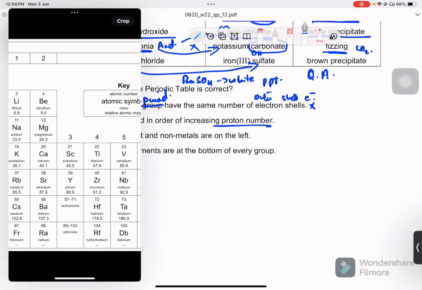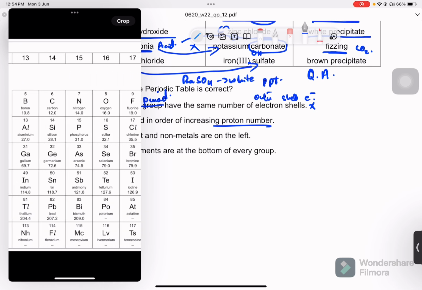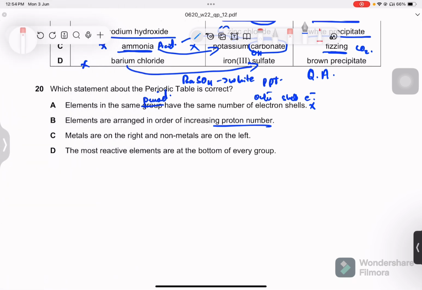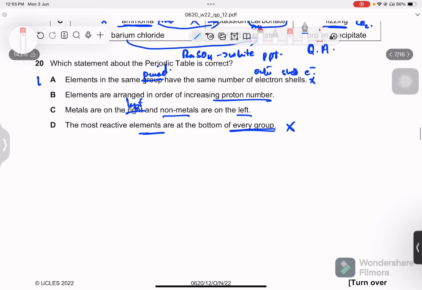We have 39.1, 40.1, 45.0. See, the groups are arranged in this way. It constantly increases. Next, metals are on the right. No, metals are on the left in group 1, 2, 3, and non-metals are on the right, group 4, 5, 6, 7, 8. The most reactive elements are at the bottom of every group. Not true for all groups. It is true for group 1, 2, but not true for group 7, halogens, because the reactivity in group 7 decreases down the group. So incorrect, and the correct option is B.